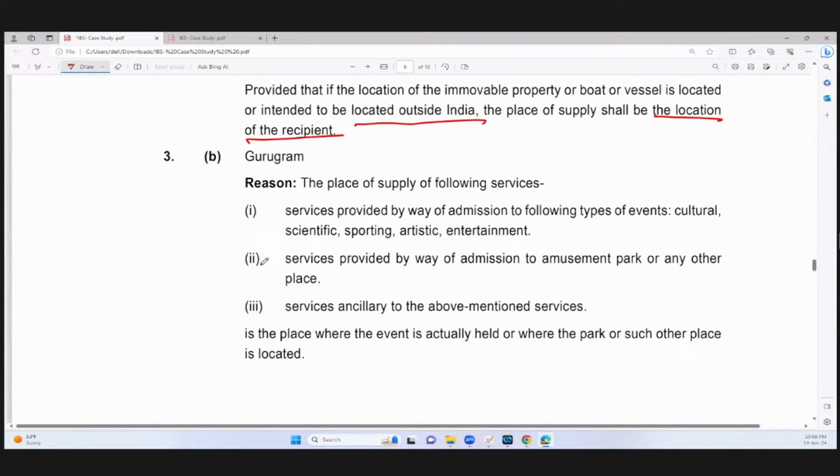Yes, coming to question number, reason हाँ reason मैंने आपको समझा दिया students। Place of supply of following services, answer में अगर आप देखेंगे तो इसमें second point, services provided by way of admission to amusement park और any other place is the place where the event is actually held और where the park और such other place is located. Where the park is located, admission to amusement park. So this is about question number 3.